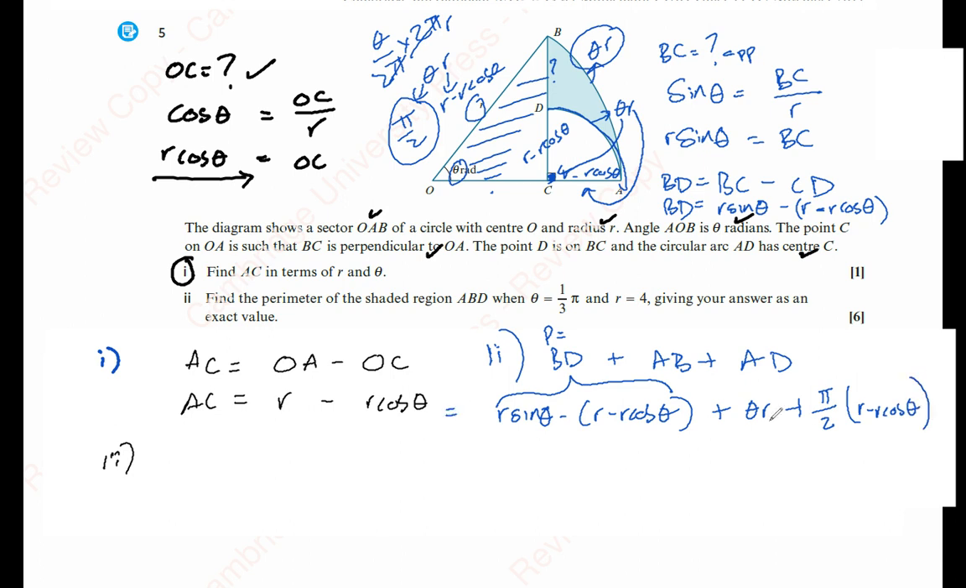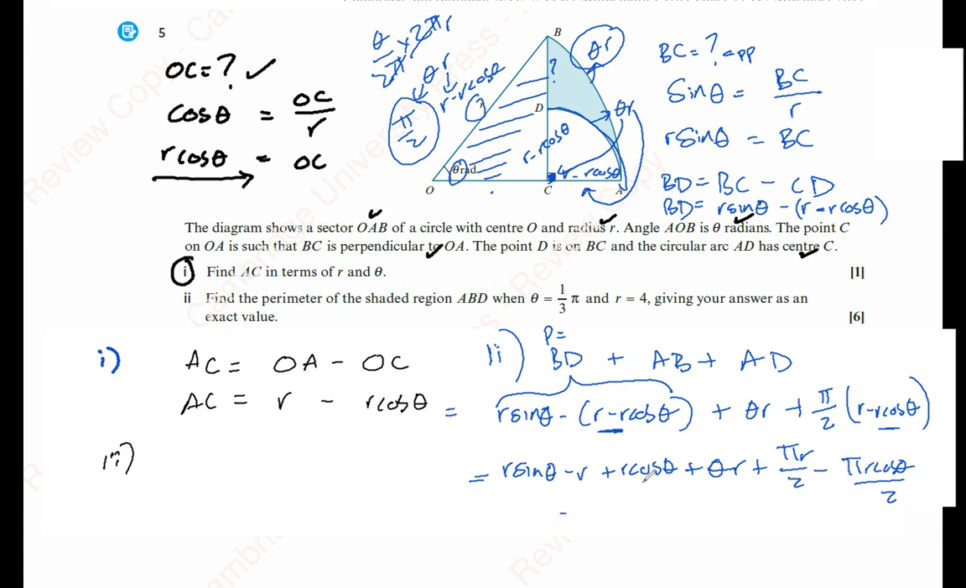Now I've got a little bit of manipulation to do. These two look the same, R minus R cos, R minus R cos. Let's say this was K minus 1 plus half pi K. We could minus it, right? We need to. All right, just a bit of neatening up here. End up with R sine theta minus R plus R cos theta plus theta R plus pi R over 2 minus pi R cos theta over 2. And I can then collect like terms, etc.